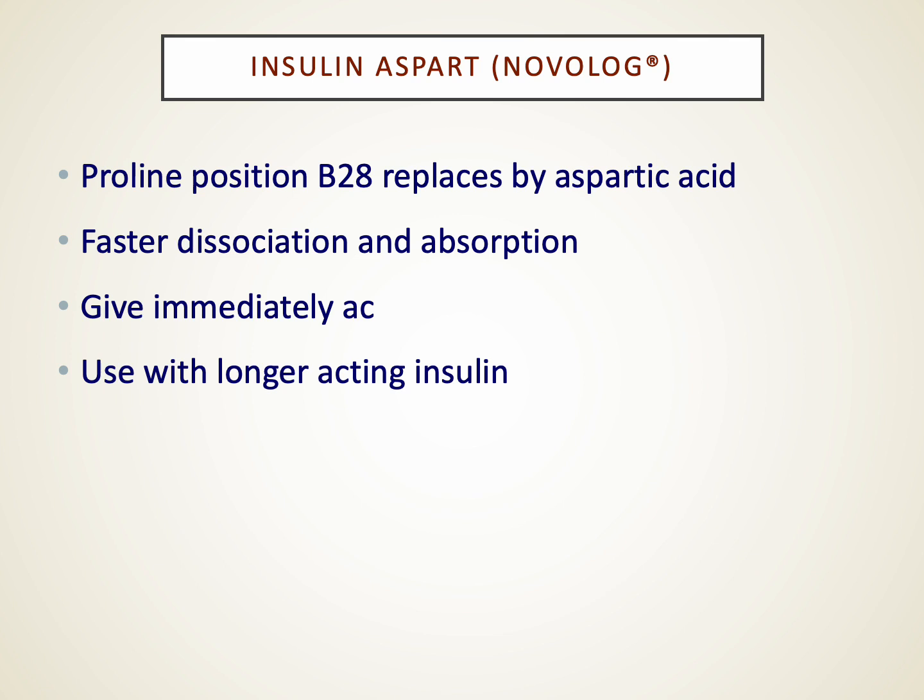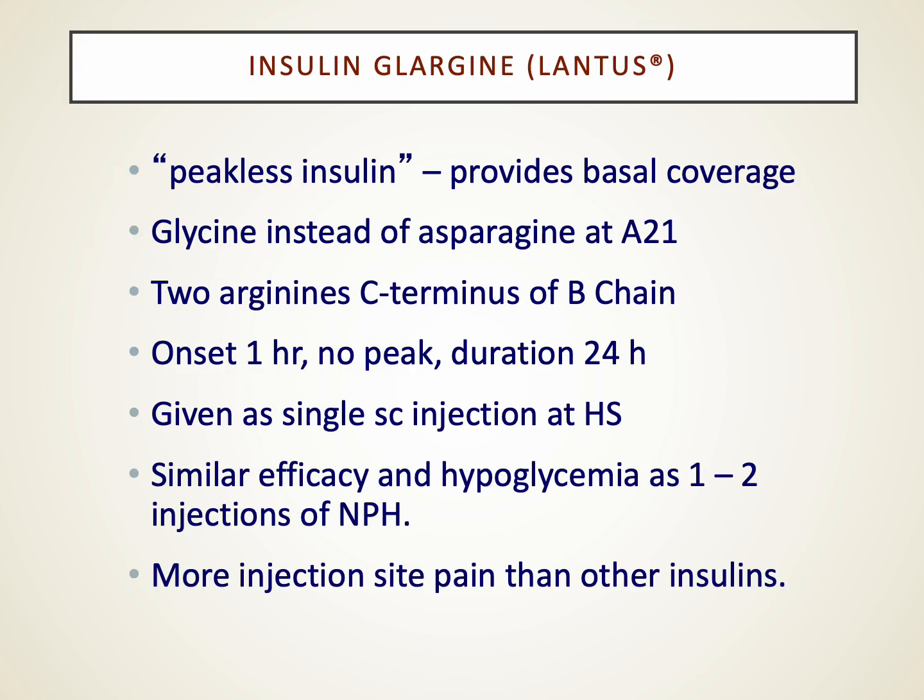Another short-acting insulin is insulin aspart, very similar to insulin Lispro, and they are in many settings used interchangeably. A common long-acting insulin is insulin Glargine, almost considered a peakless insulin. It has a duration of action of about 24 hours, so it's often given as a single subcutaneous injection.